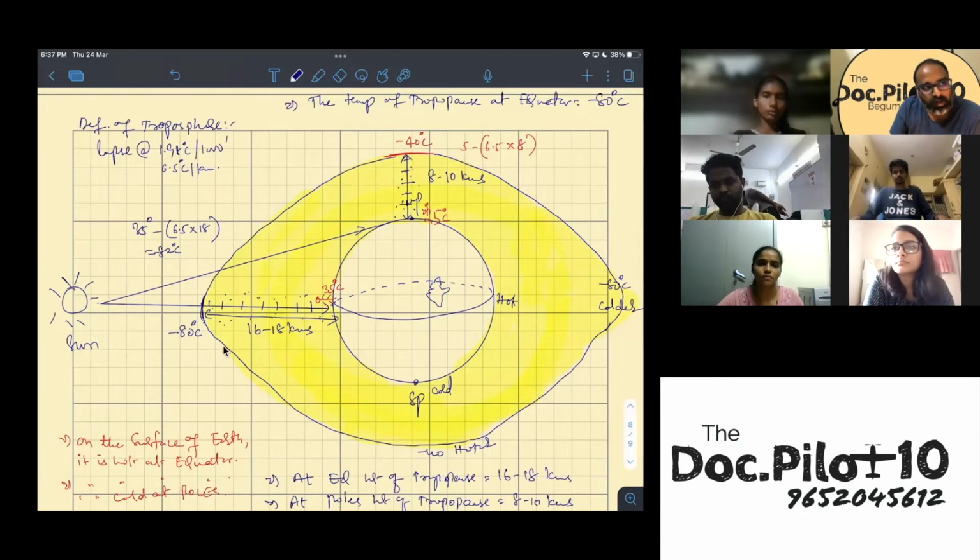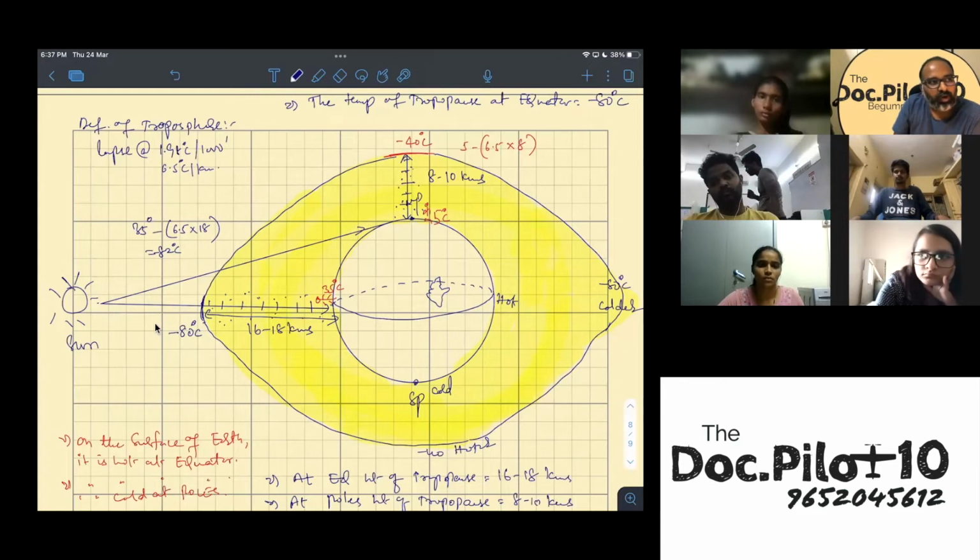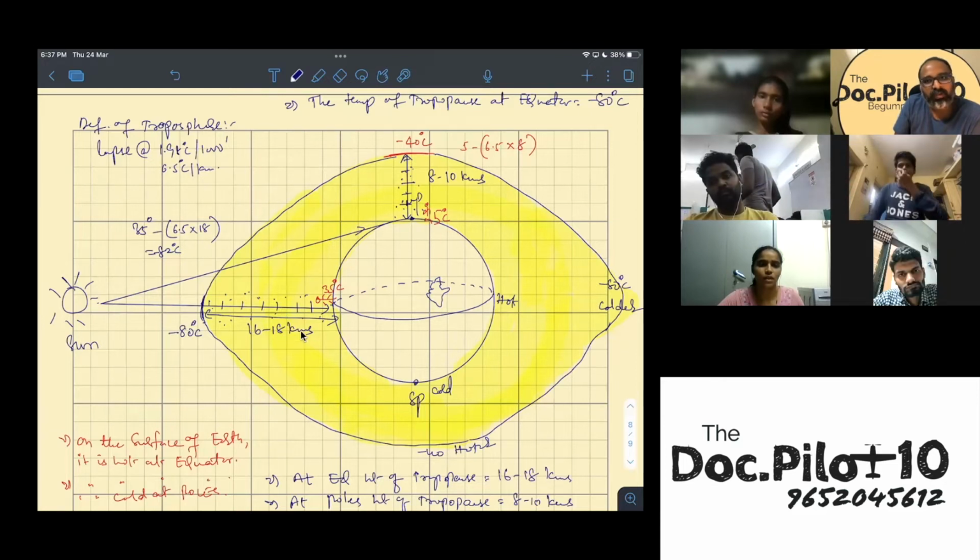Correct. Now, when you talk about the temperature profile of the tropopause, if you believe 35 degrees centigrade is the average surface temperature, as you go up, for every kilometer the temperature is decreasing by 6.5 degrees centigrade. Now, how many kilometers are you going? Because it is a height of 18 kilometers, you are going 18 kilometers. So at the equator, the tropopause temperature is minus 80 degrees centigrade.